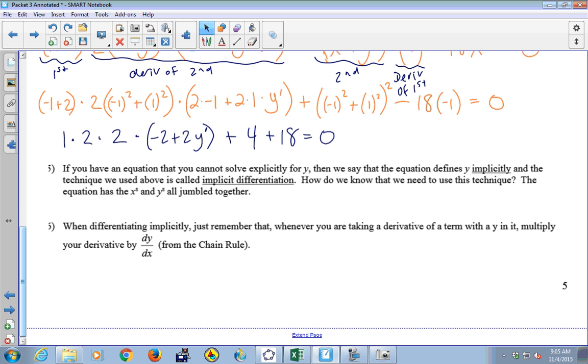Okay, so how do we know that we need this technique? The equation has x's and y's all jumbled together. If you can't have it like y equals a bunch of stuff with x's, that's when you use implicit differentiation. And the thing to remember is that whenever you're taking the derivative of a term that has a y in it, you have to multiply by the derivative dy dx because of the chain rule.